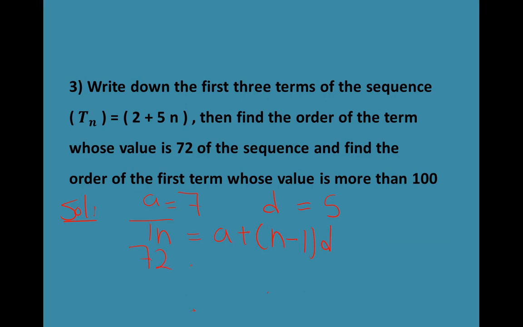Then 72 equals 7 plus n minus 1 multiplied by the difference, which equals 5. I'll transfer 7 to the left hand side by subtracting 7. This is 65 equals n minus 1 multiplied by 5. I'll transfer 5 to the left hand side by dividing 65 by 5. Here 13 equals n minus 1. Then n equals 13 plus 1 equals 14. Therefore T14 equals 72.